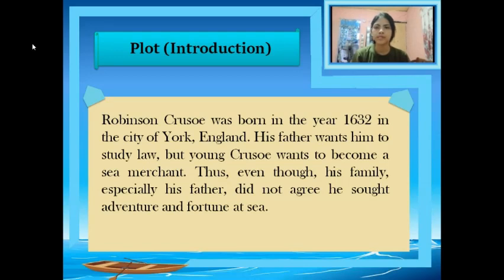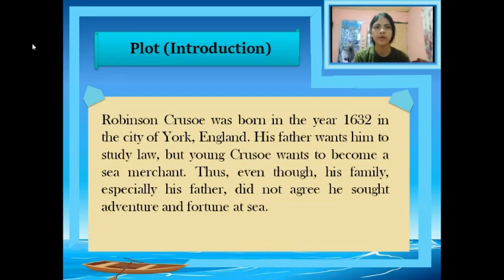First is the introduction. Robinson Crusoe was born in the year 1632 in the city of York, England. He is the youngest son of his parents. This is why Crusoe's father wants him to study law, but young Crusoe wants to become a sea merchant.